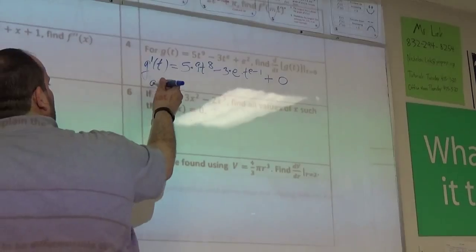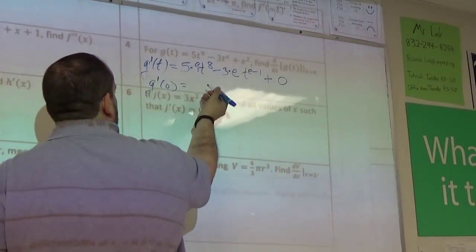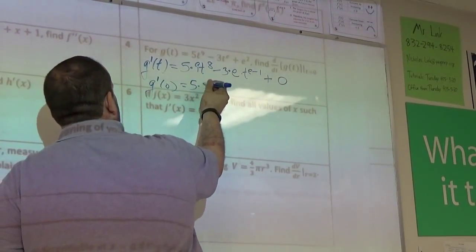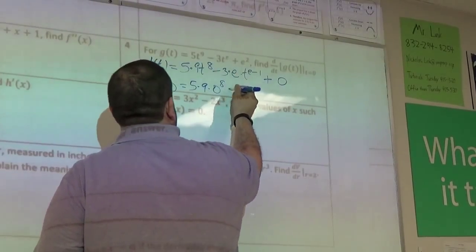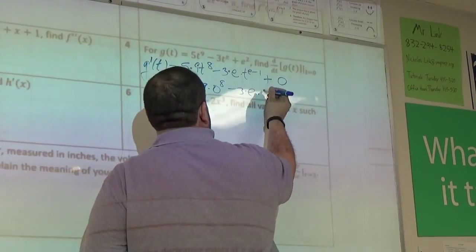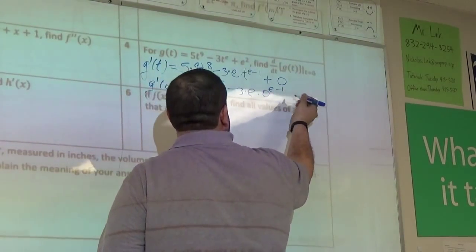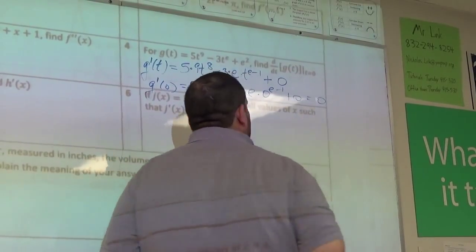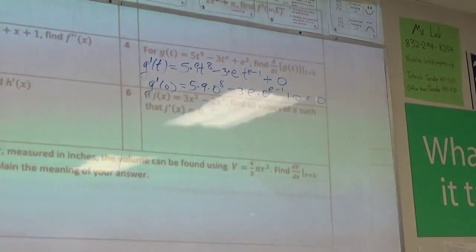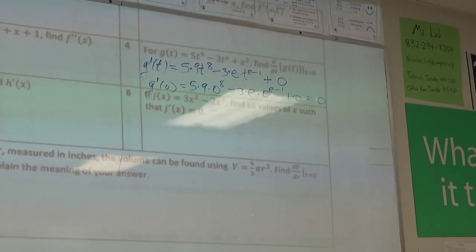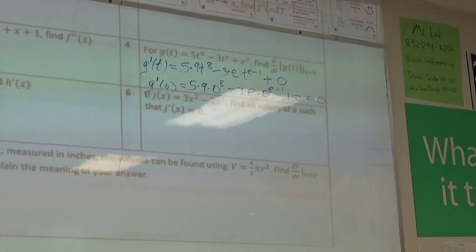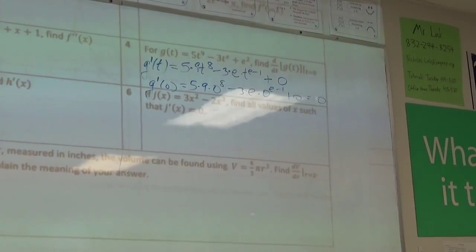Now to find g prime of 0, just plug in 0. So I've got 5 times 9 times 0 to the 8th, minus 3 times e times 0 to the e minus 1, plus 0. That's a whole lot of 0. Just leave it? Or no? Well, 5 times 9 times 0 to the 8th is 0. There's a whole lot of zeros.